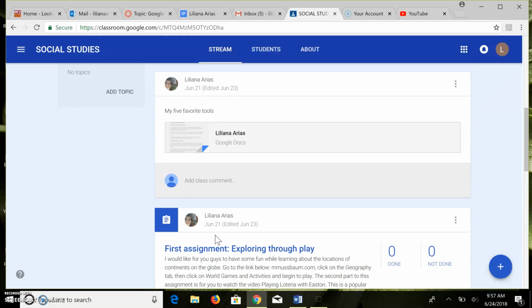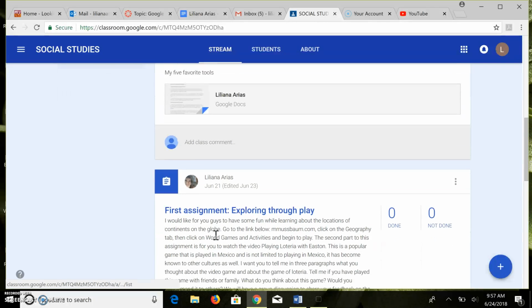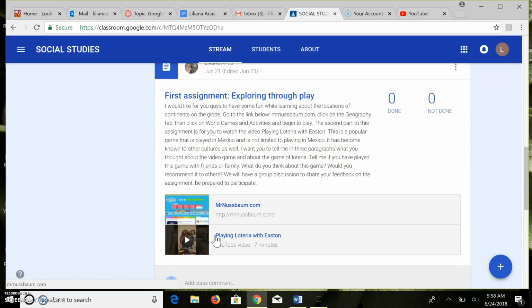Then under my favorite tools, they get an idea of the stuff that you like to use as far as programs or apps or links. So that way they already have an idea of what they're going to be using, or maybe what they want to get in touch with. If they're not familiar with, let's say, YouTube, they can start looking at YouTube and what things are available to them and get familiar with the apps or sites that I will be using in the classroom.